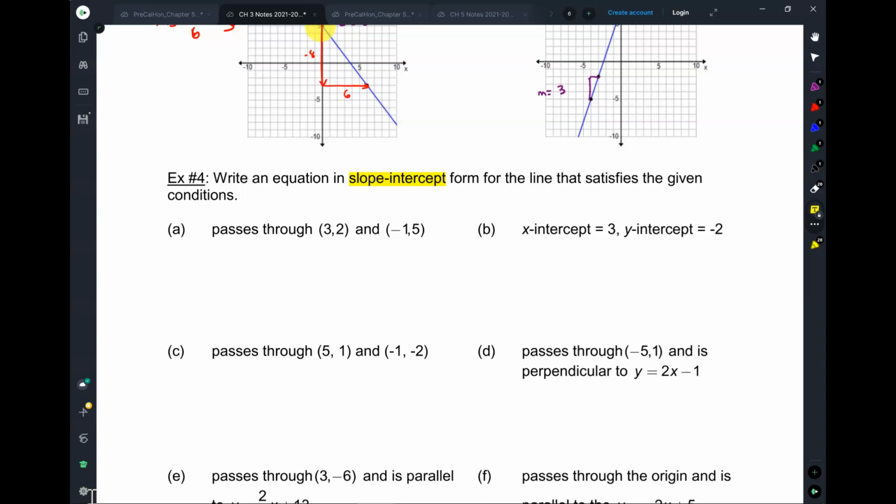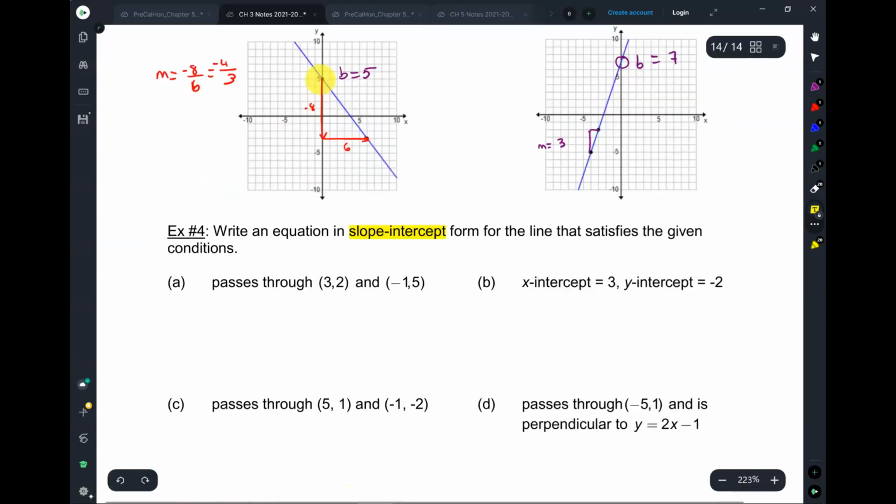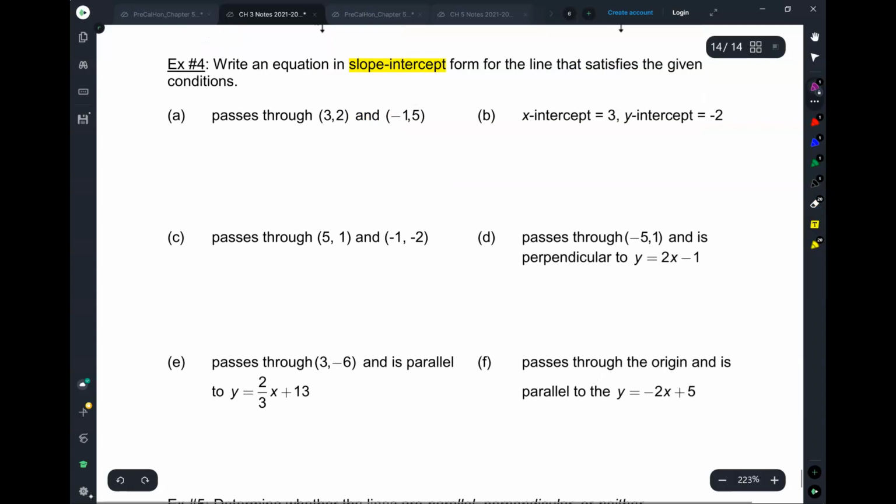Okay, so for slope-intercept, what do I need? A slope and a point. Okay, a slope and an intercept, right? So look at this one. I don't have either of those things. I don't even have slope. Well, let's find slope first. Okay, so let's find slope. Find m.